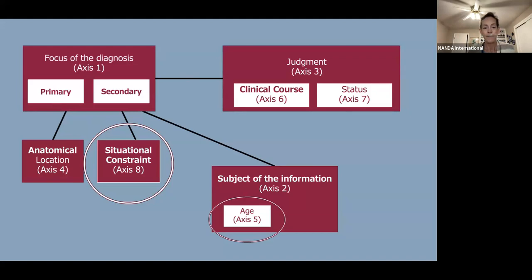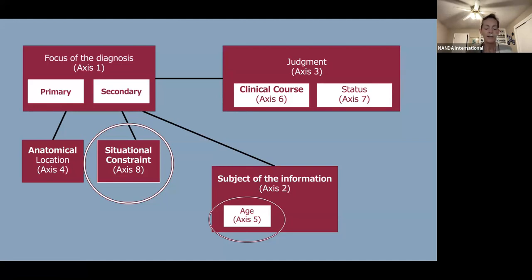We have changed time to clinical course, and this is axis 6. This is, again, to keep with the terminology being used by the International Standards Organization. So for clinical course, we maintain our current descriptors of acute, chronic, intermittent, and continuous. We just changed the label of the axis, but the descriptors have remained the same. This remains nested within that judgment axis, along with the status axis, which is axis 7. Age remains nested under subject of the information because it refers specifically to the subject of the diagnosis. And we have renamed subject of the information, again, to be consistent with what ISO calls it.